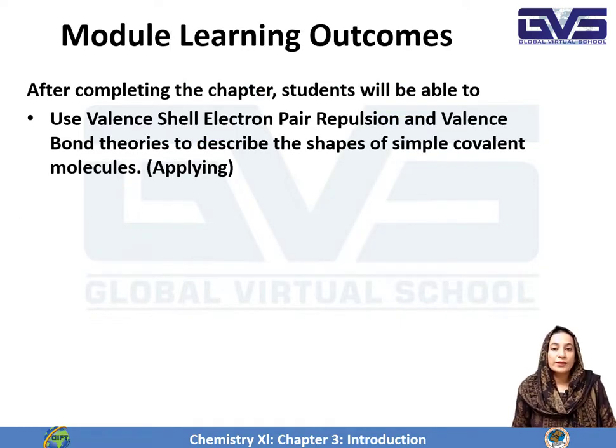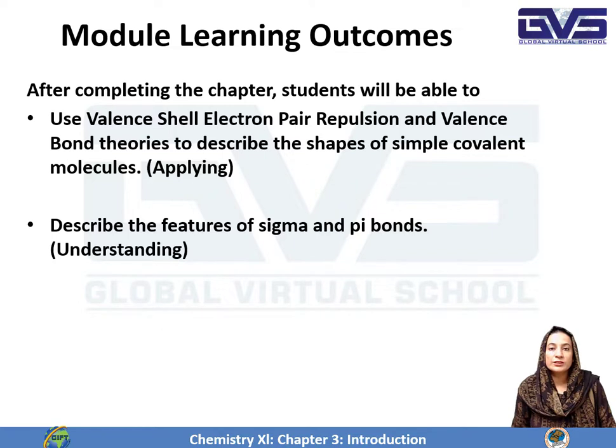Students, after completing this chapter, these are our major outcomes. You will be able to use valence shell electron pair repulsion theory, we usually call it VSEPR theory, to describe the shape of some simple covalent molecules. Those molecules that are formed with the help of covalent bonds are called covalent molecules. And with the help of VSEPR theory, you will be able to describe their shapes.